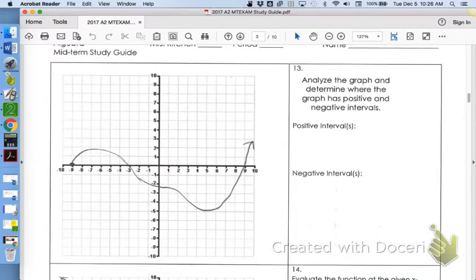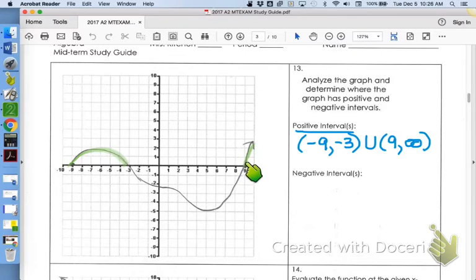Next, positive and negative. Positive means above the graph. So we have two parts of this graph that lie above. That's the positive and this piece. So let's put those together. Again, we're reading the x-axis. So from -9 to -3. And then we have this little part over here. Starts at 9. The rest of this is going to go off into eternity. It's going to capture all of the x values. So we'll write infinity.